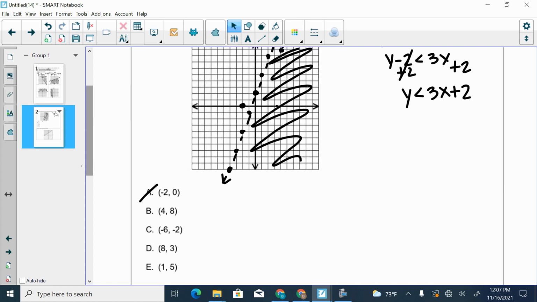-6, -2 would be somewhere over here, right? And that's not in there. 8, 3. Okay, so that one looks like it might work. And then E says 1, 5. No, right? It's right outside of the shaded region. So both answer choices B and D fall in our shaded region, so we would use both of them.